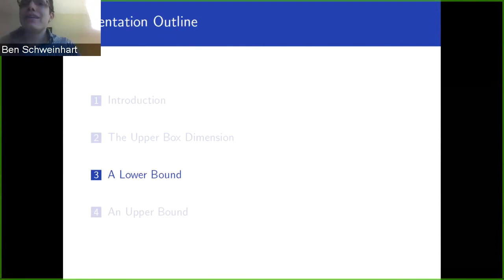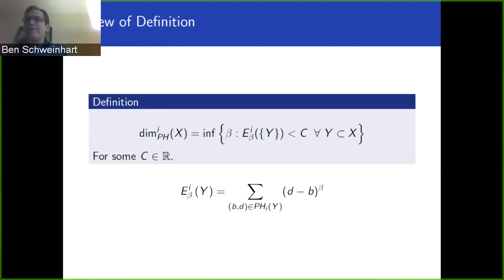Okay. Lower bound. So recall the definition: we're looking for this cutoff. Above the cutoff, the beta weights of our persistent homology of subsets of our set are all uniformly bounded. And below the cutoff, we can find subsets of X where the beta weight is arbitrarily high. Just to review the definition. And we want to find a lower bound for this in terms of the box dimension. We want to find hypotheses under which the i-dimensional persistent homology dimension is greater than or equal to the upper box dimension. Okay?